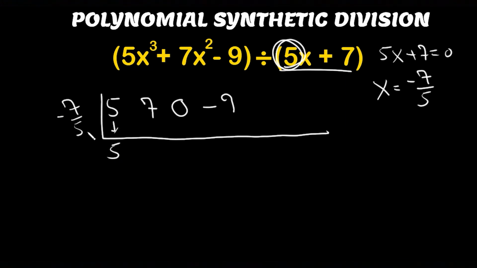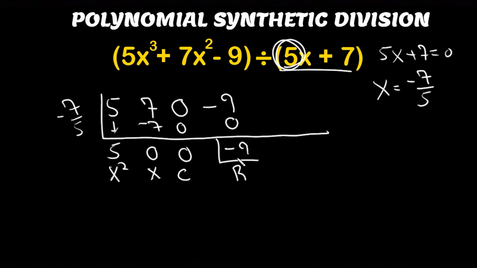Now the 5s will cancel here when we multiply. I'm going to be left with -7. Put that right here, and then we add. I get 0. Then we multiply, 0, add, 0. This one's easy, right? Multiply, we get another 0, and our remainder is going to be -9 when we add that up. Okay, so again, it was a cubic, now it is a quadratic, so x squared, x, constant, remainder, and remember, you have to divide these values all by 5 now.